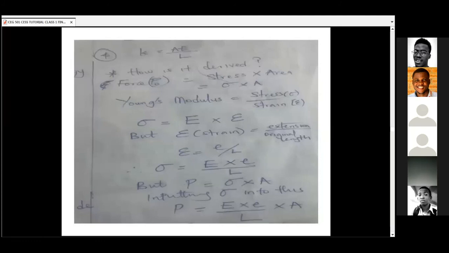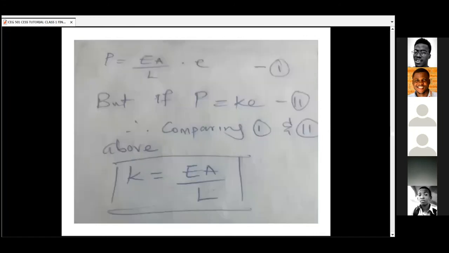Now, remembering Young's modulus, which is stress over strain, we can find what stress is in relation to Young's modulus, which is what is on the screen. But strain equals extension over original length. Therefore, stress equals Young's modulus times extension over original length. And if force equals stress times area, and we now substitute stress equals Young's modulus times extension over length, we would get that force equals Young's modulus times extension over length times area. So with that, we can bring in common factors and compare it with the original formula that we know, P equals what? KE. So if we compare, we will know that K equals what?